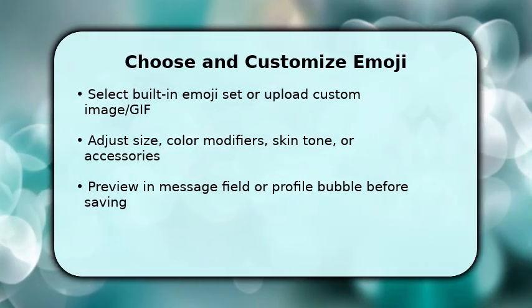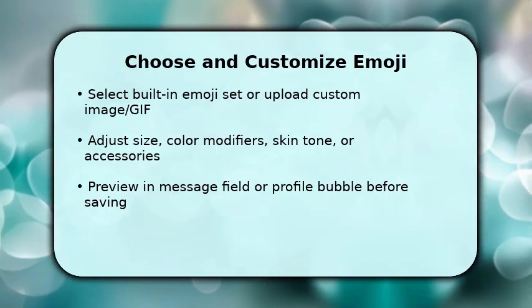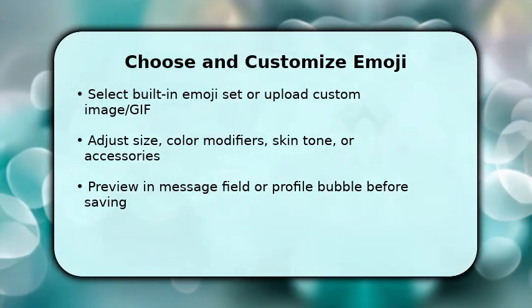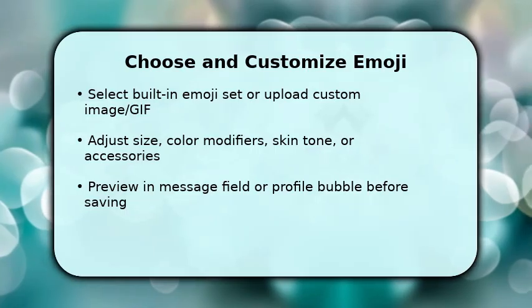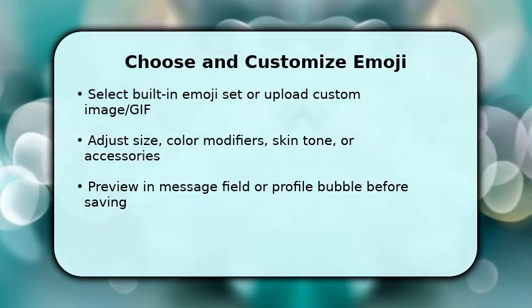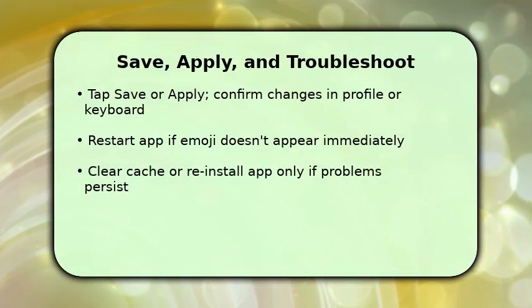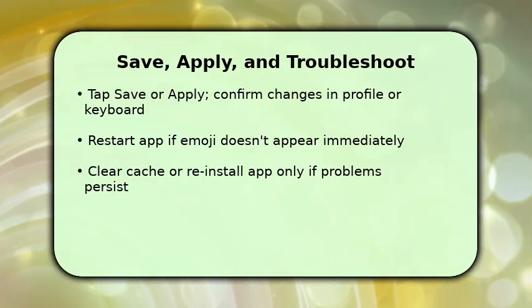Once you've tweaked appearance, preview the emoji in the message field or profile bubble. Make sure the contrast and facial expressions remain clear. If not, simplify shapes or increase contrast. When satisfied, move to Save and Apply. Finish by tapping Save or Apply and confirm the change appears in your profile or keyboard selection.